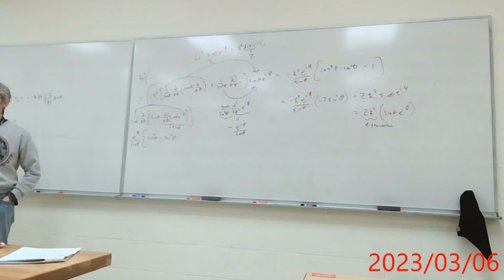And remember, we wanted to show that when we operated with L squared on sine theta e to the i phi, we got back a number times the same thing back again. So we did get a number times the same thing back again. This is 2 h bar squared times the same thing back again. So this is the eigenvalue.